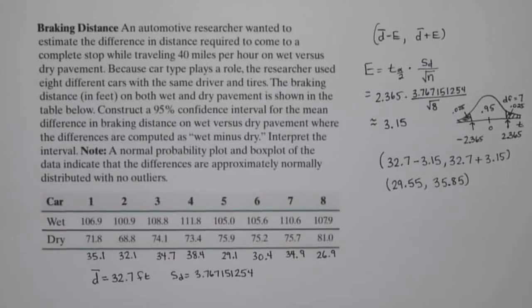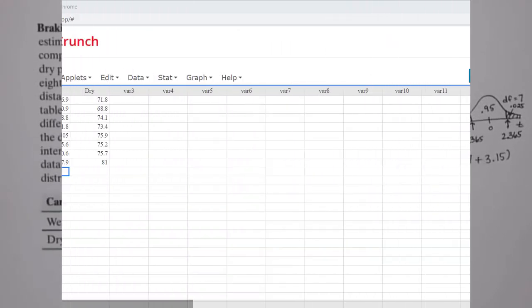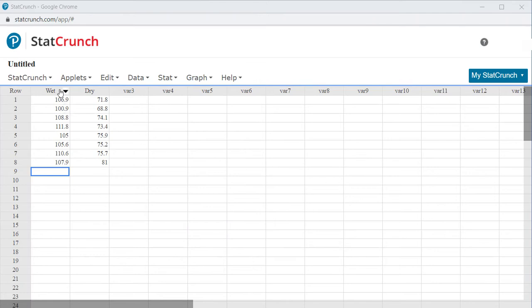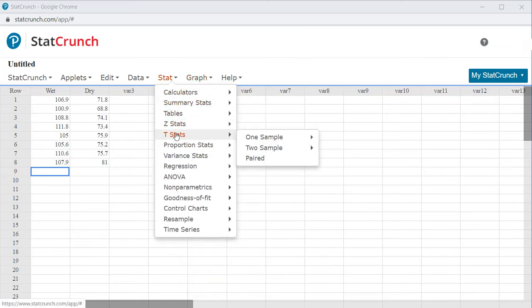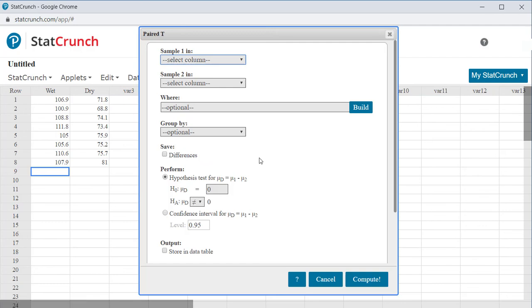Now, we could also do this in StatCrunch. So here in StatCrunch, I have already entered the braking distance for the wet pavement and the braking distance for the dry pavement in these first two columns. So if I want to calculate a confidence interval for the mean difference, I can go to Stat and T-Stats, and in this case we have paired data. This is the same place where we went in the previous video to do the hypothesis test. So I select paired. Sample 1 is the wet pavement. Sample 2 is for the dry pavement.